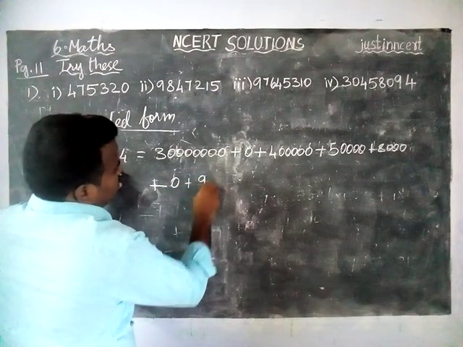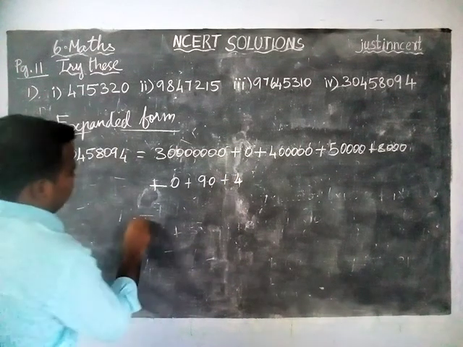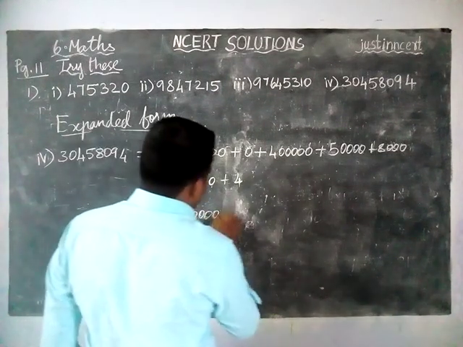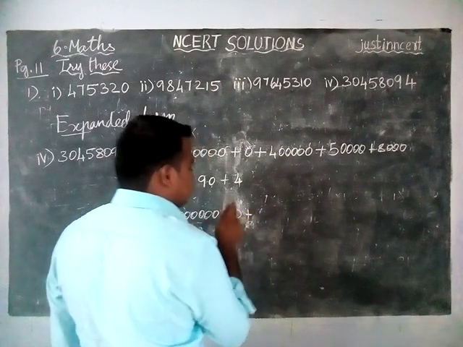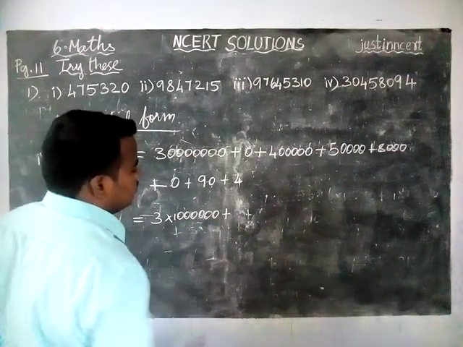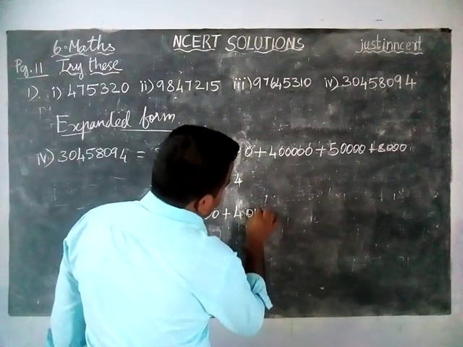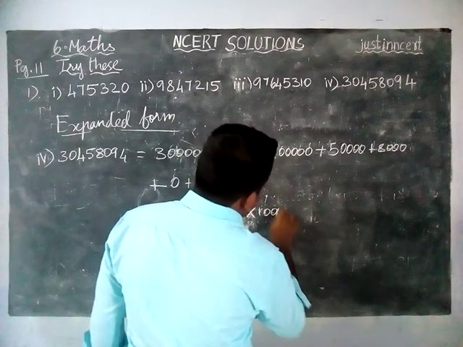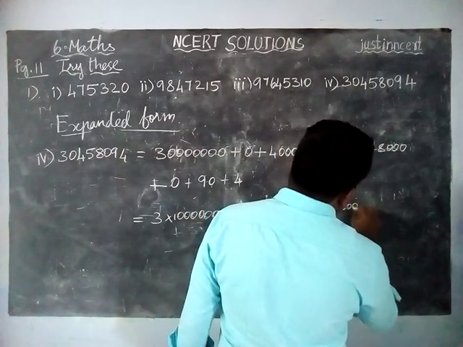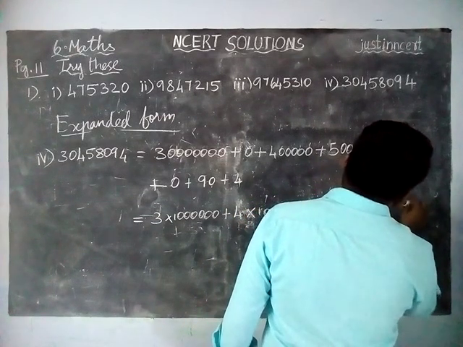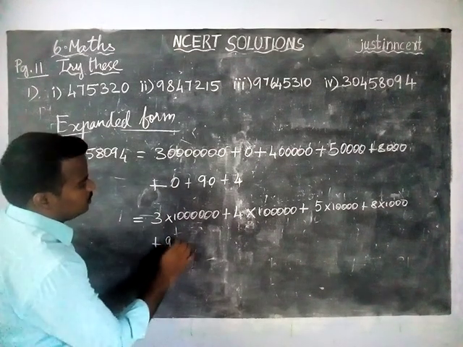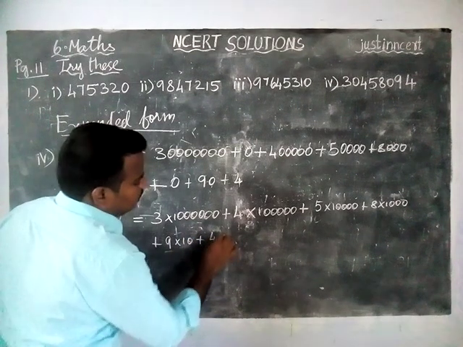Next, 90 plus 4. When we are expanding this, we will get 3 into 1 crore plus 0. This 0, if it is needed, you can write, otherwise this is not needed. This 0, no need to write. For our understanding only, we have written it here. Plus 4 into 1 lakh plus 5 into 10,000 plus 8 into 1000 plus, here we don't have any hundreds place, so this is not needed to write. 9 into 10 plus 4 into 1.